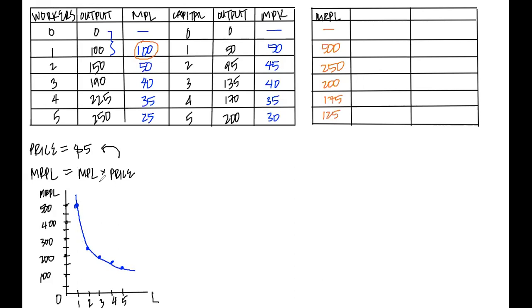So that is everything for number 1. We labeled the axes. We figured out the marginal revenue product, labeled the axes, and then plotted this relationship.